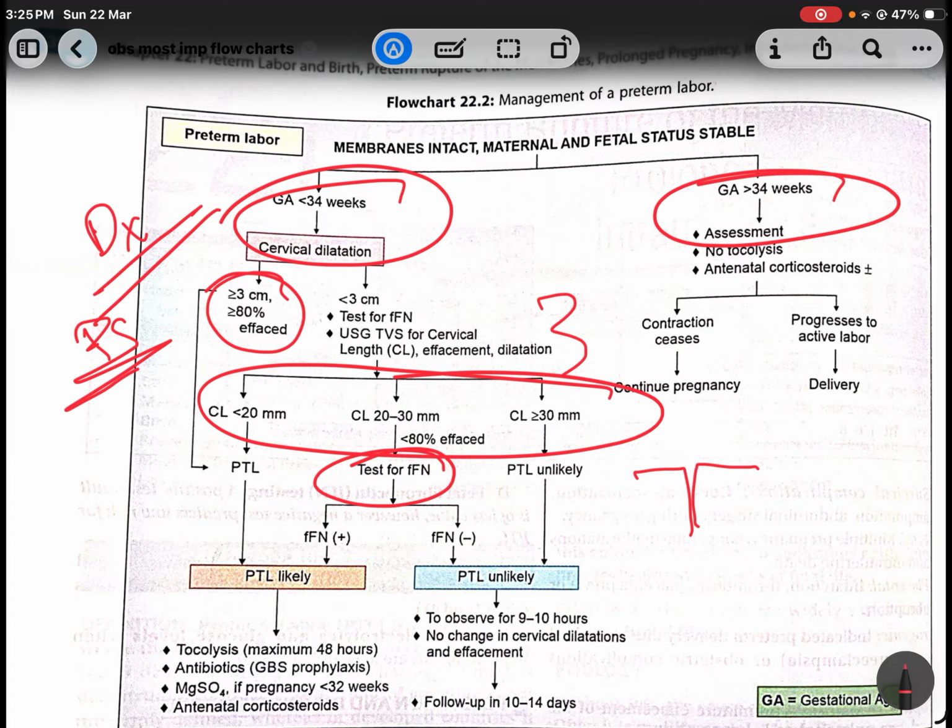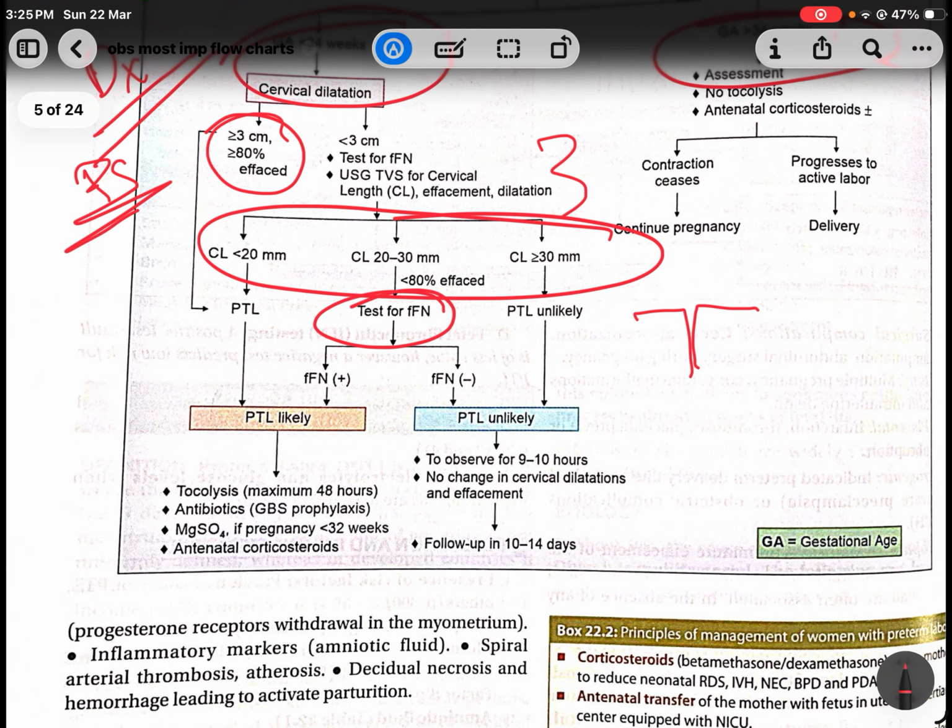Then if it's more than 34 weeks, then you did an assessment, and if the cervical dilatation is more than 3, if it's a progressive cervical dilatation, obviously you need to go for delivery. Okay, that's one important thing which I wanted to talk about. Again, see that whatever I've explained here, the same thing has come.